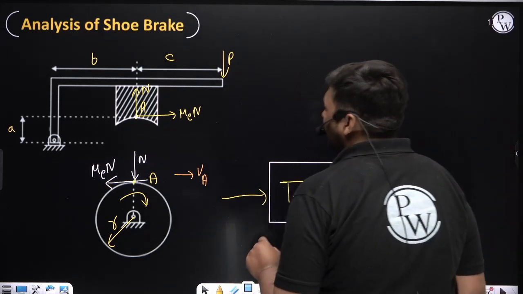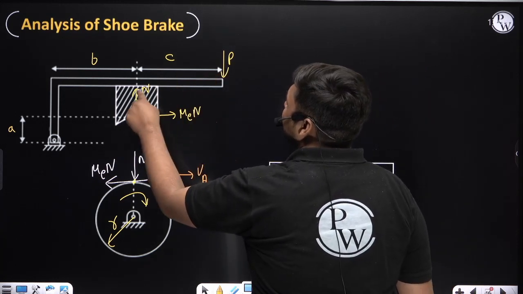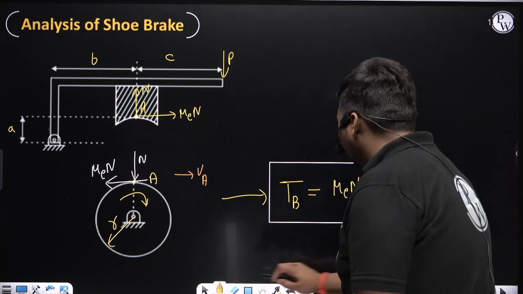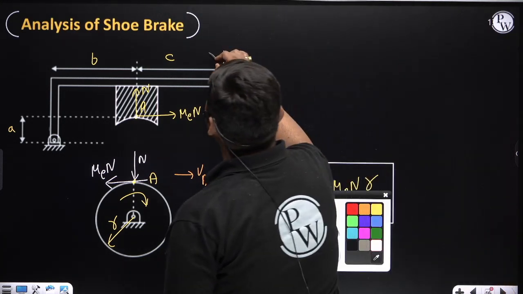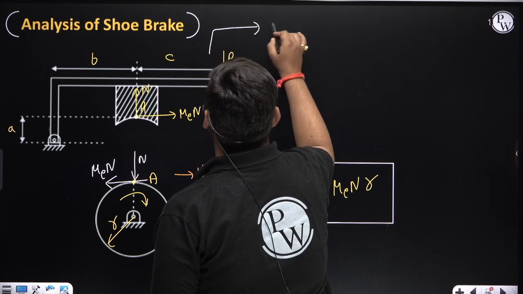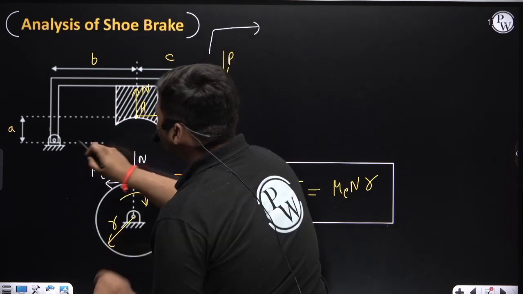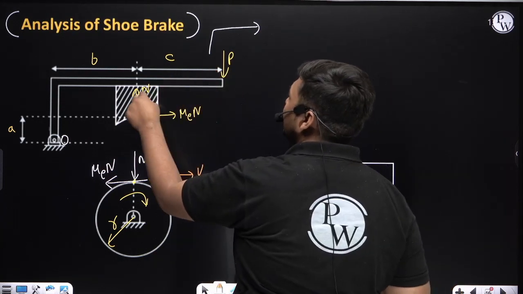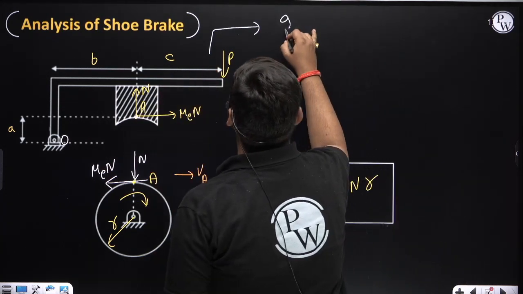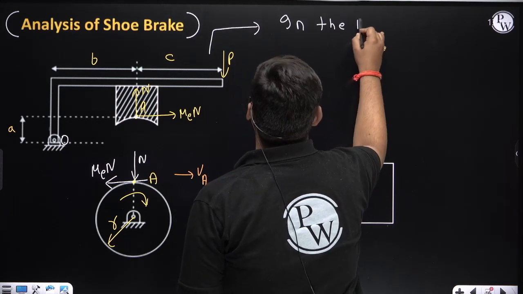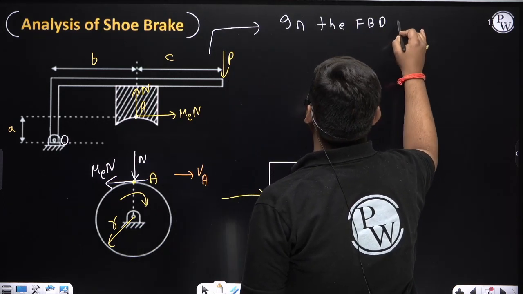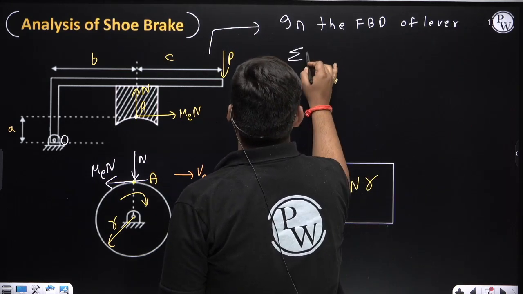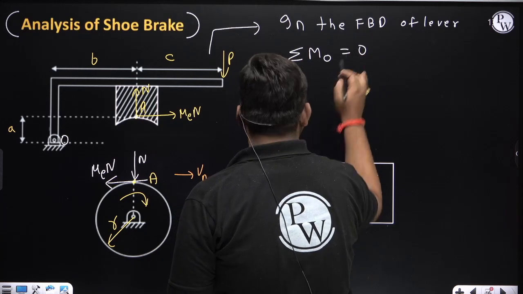Another important point is we need to find the relation between P, N and mu equivalent into N, that is the friction force. How to find the relation? For that, always take the net moment about this fulcrum O in the body of the lever. Means to find the relation between P, N and friction force, take it in the body of the lever, not in the drum. It must be in the body of the lever. Always take the summation of moment about fulcrum O.